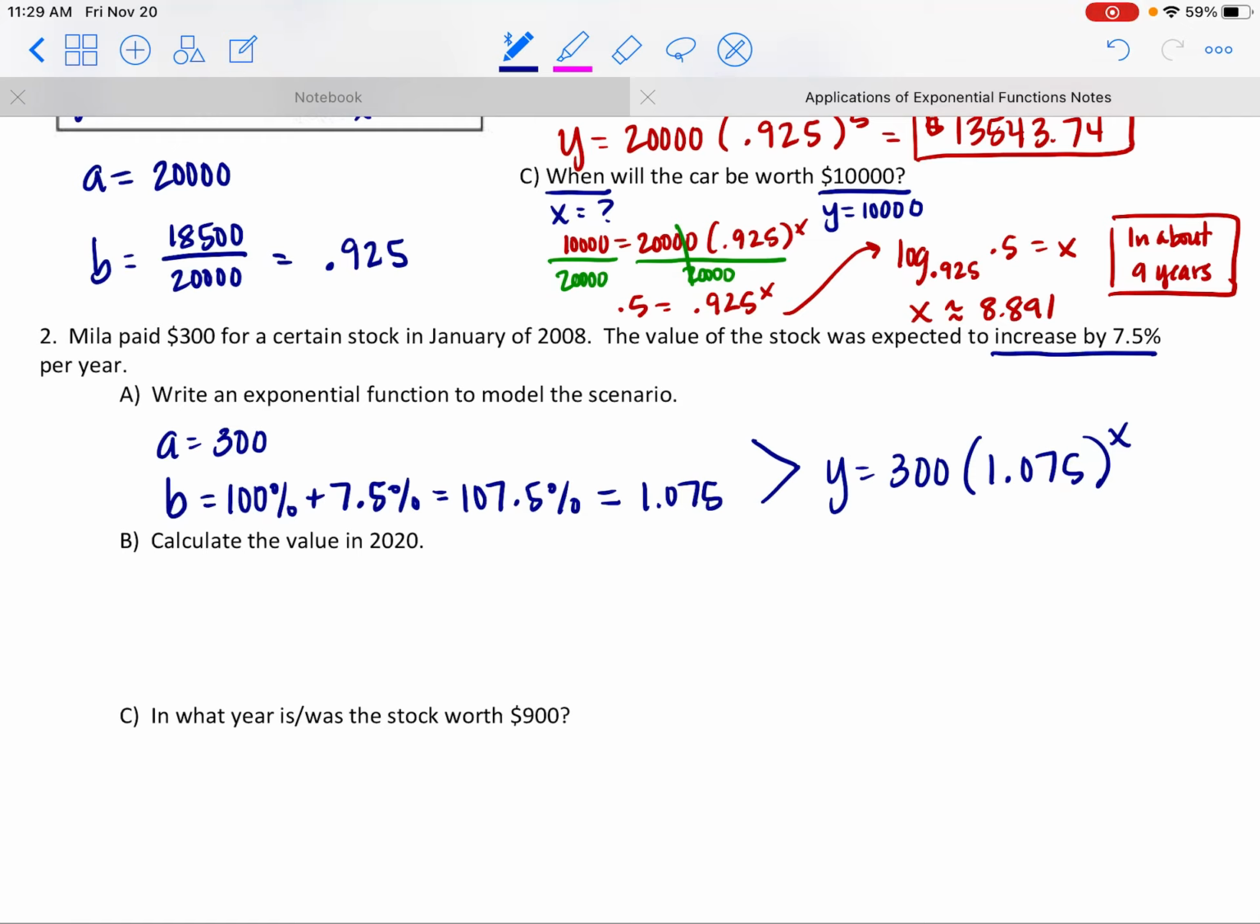And now we can do the same two things we did for B and C in the last one. This one says to calculate the value in 2020. And in our model, I used x and y kind of generically as variables, but x again represents time and y again represents our value. So this is calculate the value in 2020. In 2020 from 2008 there, that's 12 years. So that's x equals 12, and then find y.